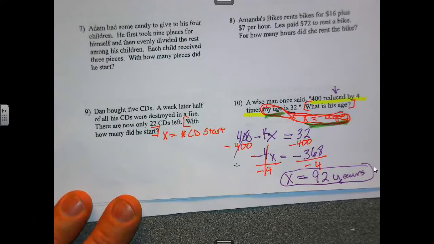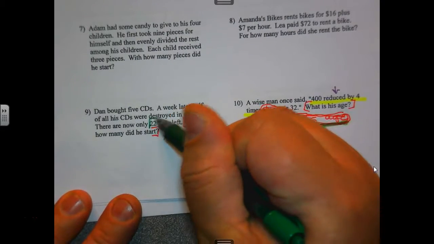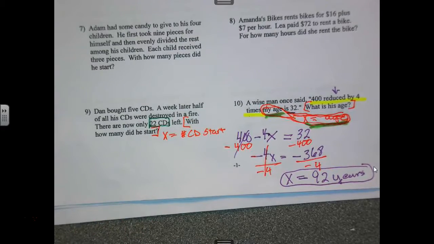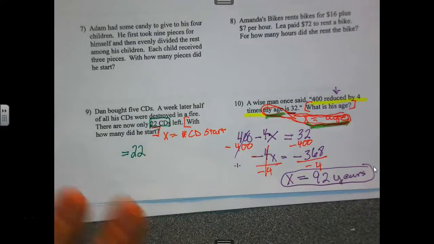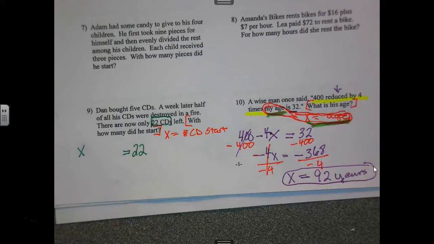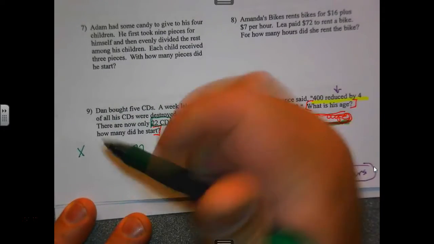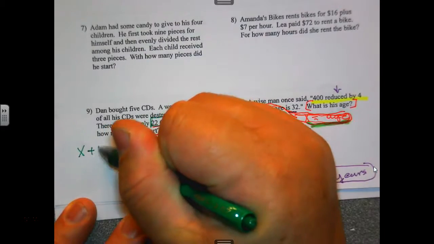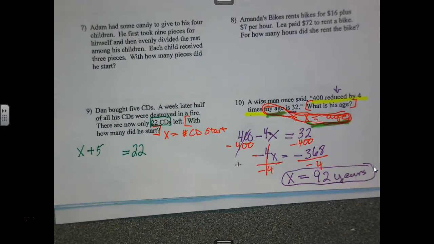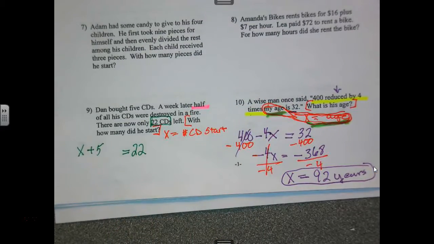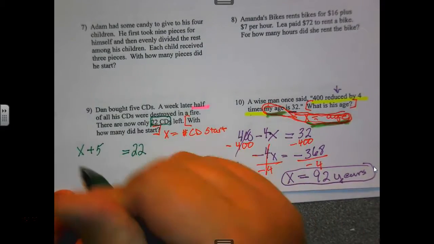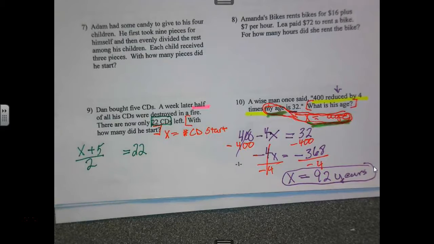Okay, what's my total? He now has 22, so that's my total. He bought 5. So here's the number he started with. Then what happened? Yeah, he bought 5. How do I represent that? Plus 5. And then what happened a week later? Divide by 2. Half of his CDs got destroyed. There's your equation.